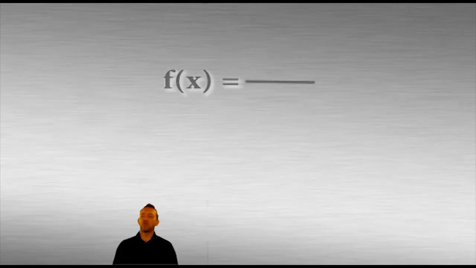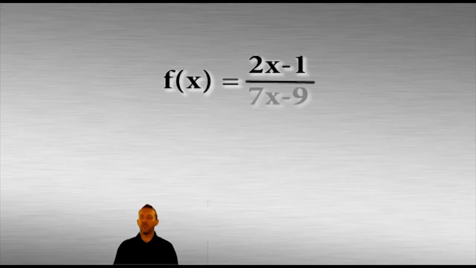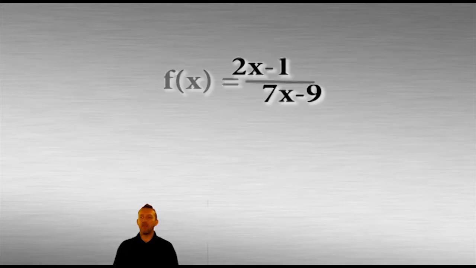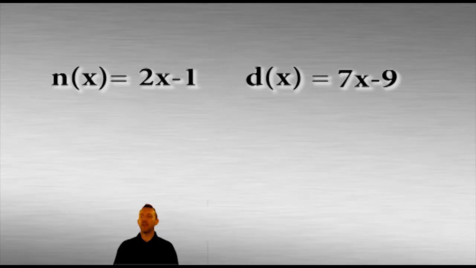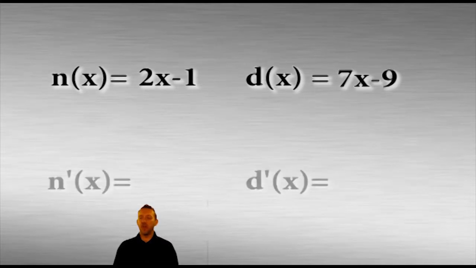So in this specific example, we have f of x equals 2x minus 1 over 7x minus 9. We're going to define 2x minus 1 to be n of x for our numerator, and 7x minus 9 to be d of x for our denominator. We'll take n of x and d of x off to the side and get the derivatives of each. So n prime of x is 2, d prime of x is 7.